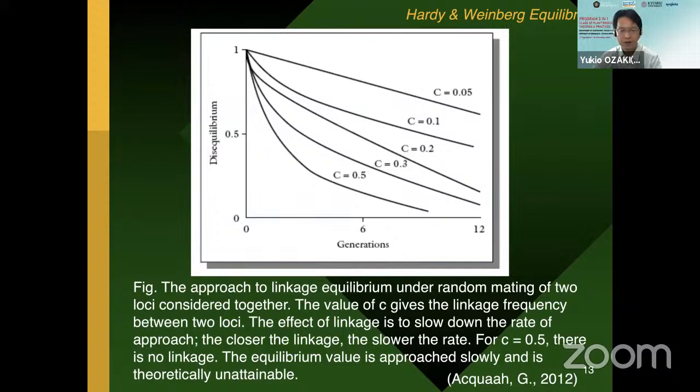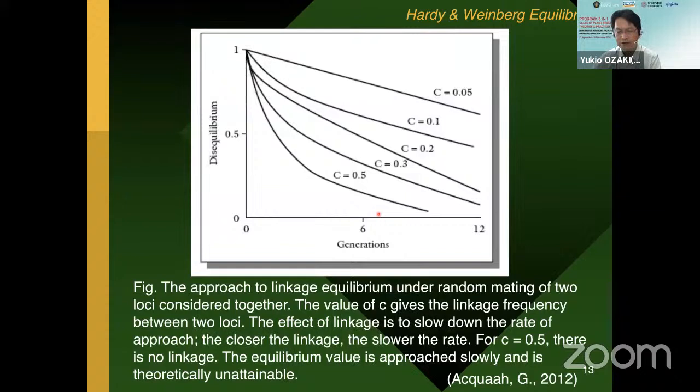If there is no linkage, that is C equals 0.5 in this figure, the differential between actual frequency and the equilibrium frequency is reduced by 50% in each generation. At this rate, it would take about 7 generations to reach approximate equilibrium. However, at C equals 0.01 and C equals 0.001, it would take about 69 and 693 generations, respectively, to reach equilibrium, a very long time.